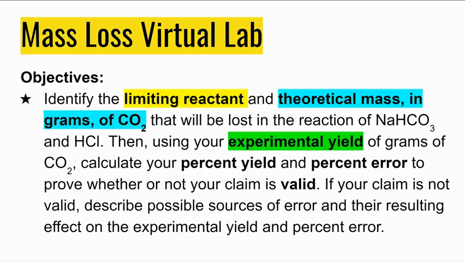So to get started, the objectives for this lab are to identify the limiting reactant and the theoretical mass in grams of carbon dioxide that will be lost in the reaction between baking soda, sodium hydrogen carbonate, and hydrochloric acid. Then, using your experimental yield of grams of carbon dioxide lost, calculate your percent yield and percent error to prove whether or not your claim is valid. If your claim is not valid, describe the possible sources of error and their resulting effect on the experimental yield and percent error.